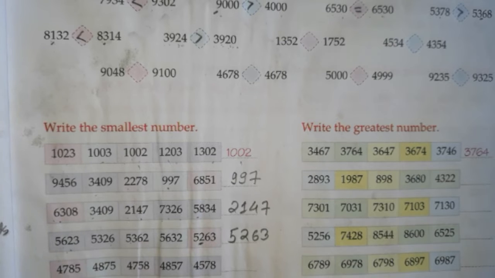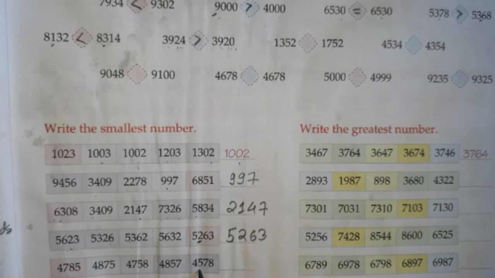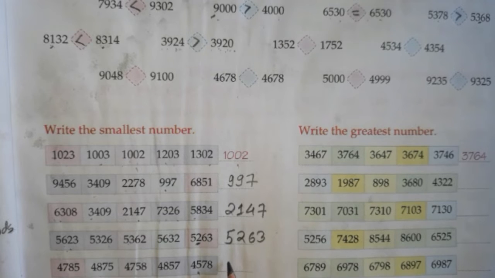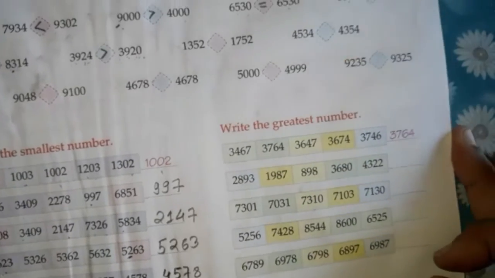First digit is same, we'll go for the second digit. Here it is 7, 8, 7, 8 and 5. 5 is the smallest digit, so this number is the smallest in the series, 4578. Next question is the opposite to this question.